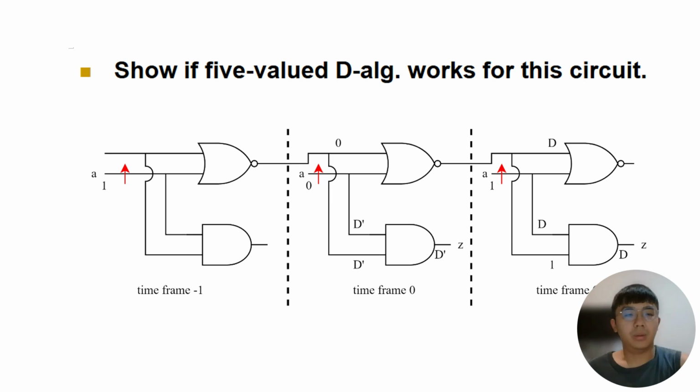The third problem is to show if the 5-value D algorithm can work in this circuit. As in the previous example, there will be an A stuck at 1 fault here. Since the input of time frame minus 1 is 1, the output of the NOR gate of time frame minus 1 should be 0 here.